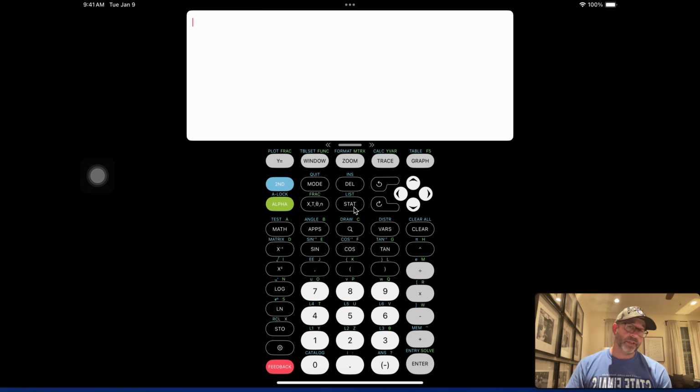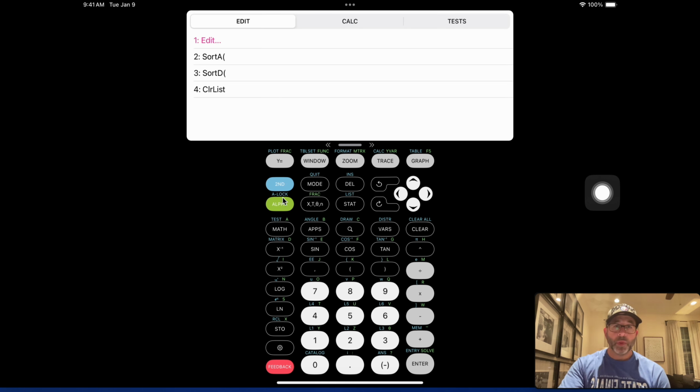Now, to get statistics on our calculator, we're going to actually use the button that we see right here, which is the stat button right in the middle there, okay? That's that button that has that cursor on it. So we're going to go stat. And we're going to go ahead and edit first, okay? So we're going to hit enter.